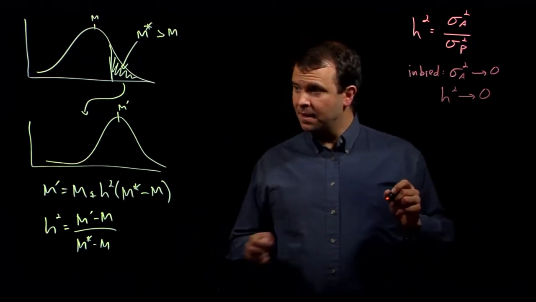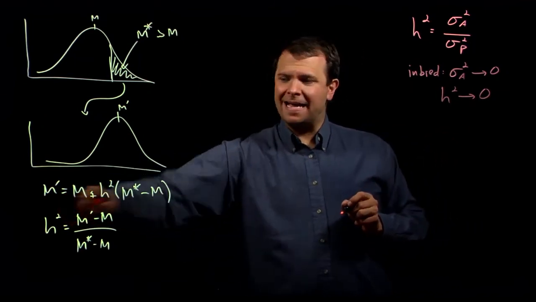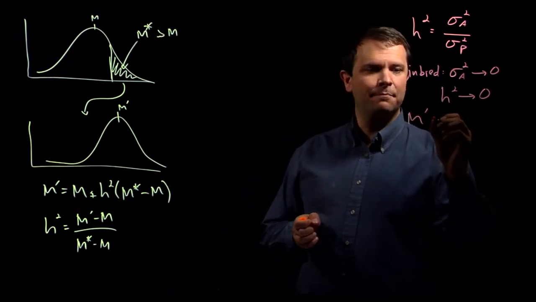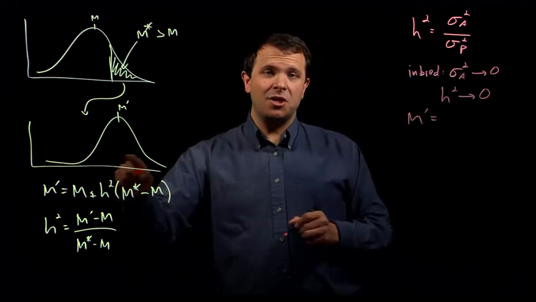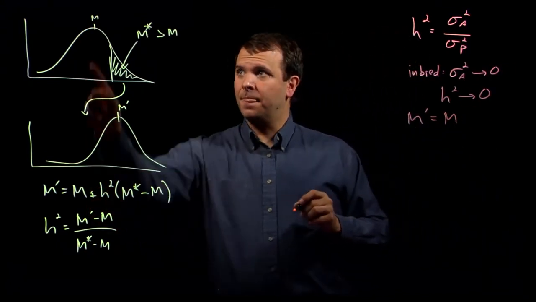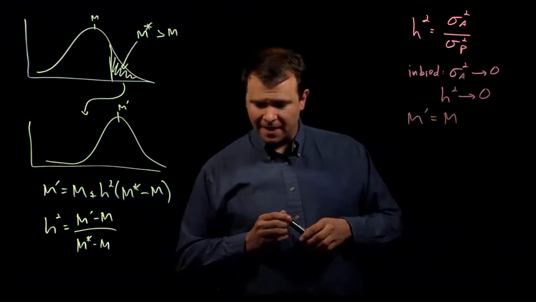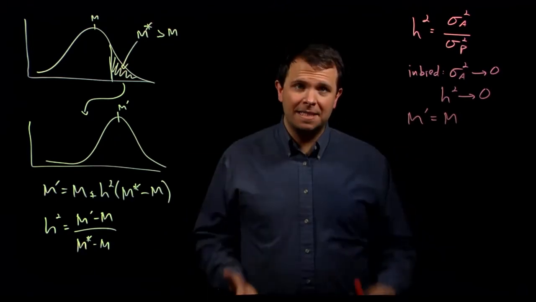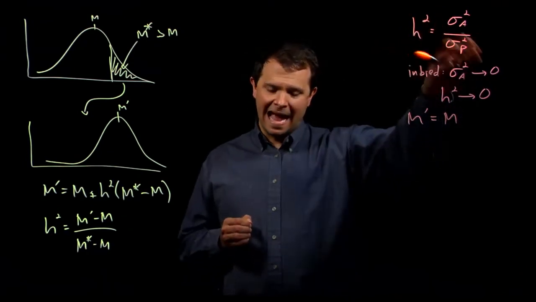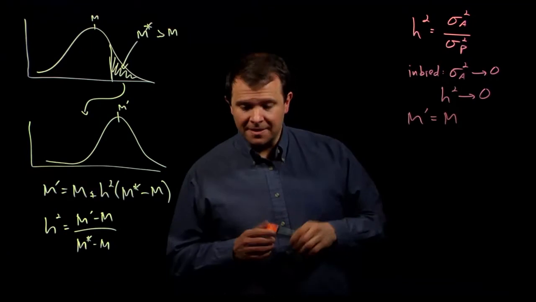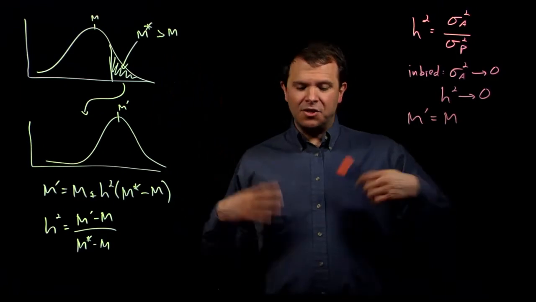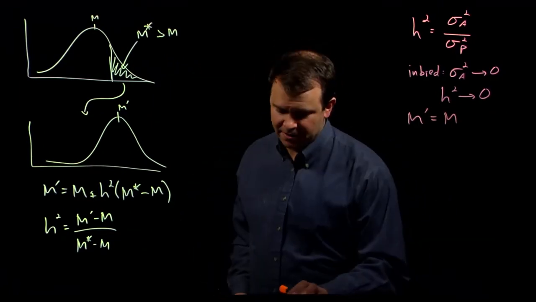approaches 0, which, when we plug it back into this equation, leads to M prime, our next generation's mean, simply equaling M, our previous generation's mean. There aren't any more improvements possible if all of the alleles get fixed and there is no more additive variance. This is called the selection limit. It's the point at which further selection doesn't yield any more improvement in the population.